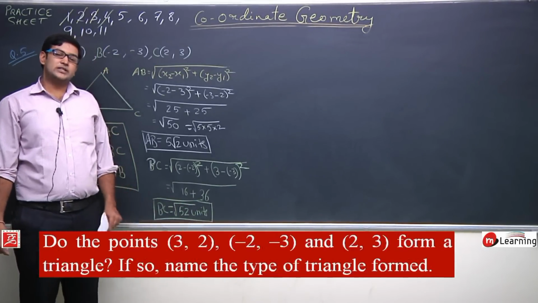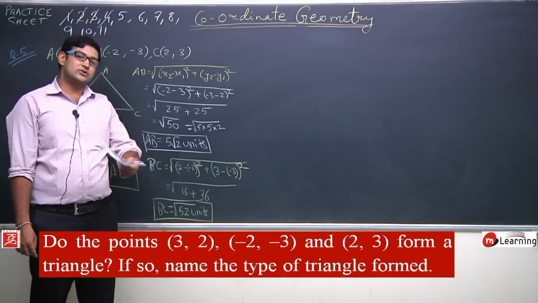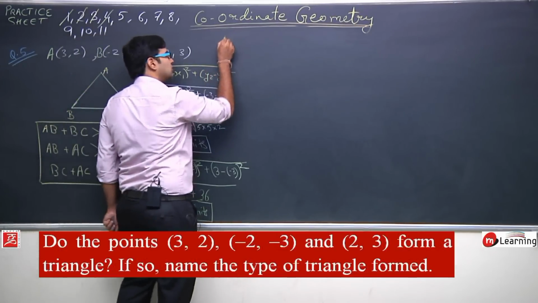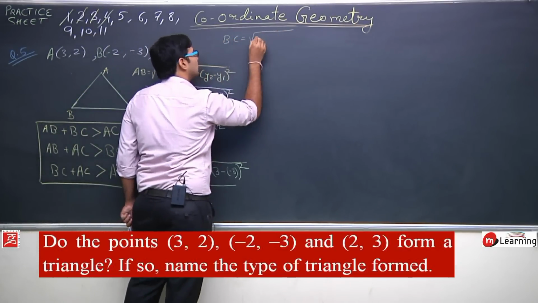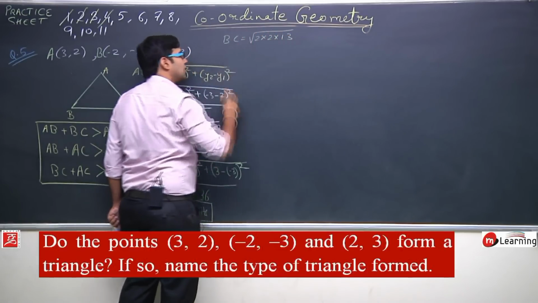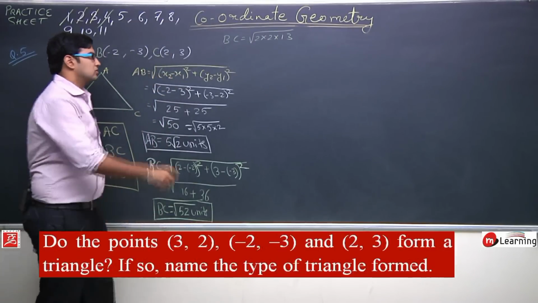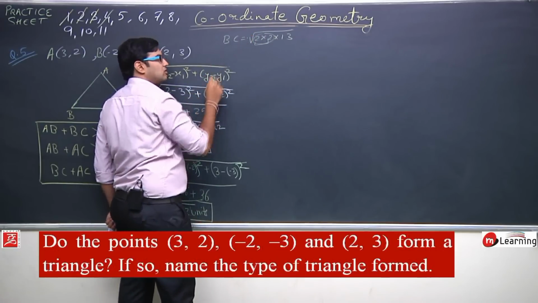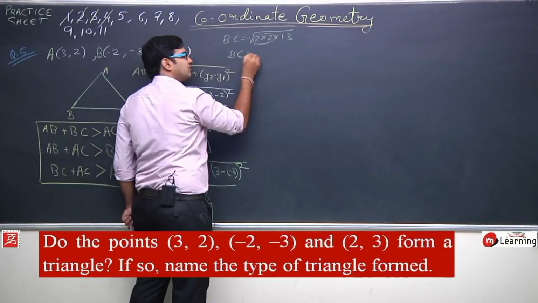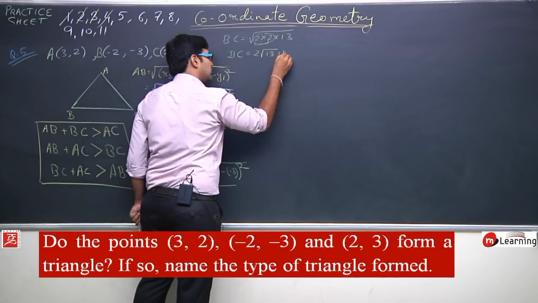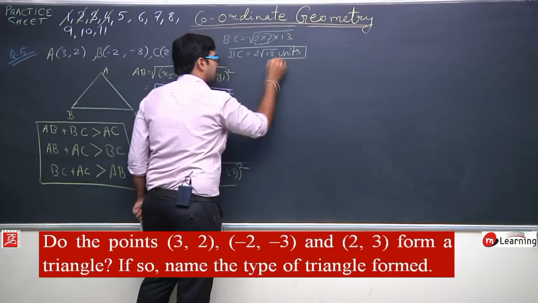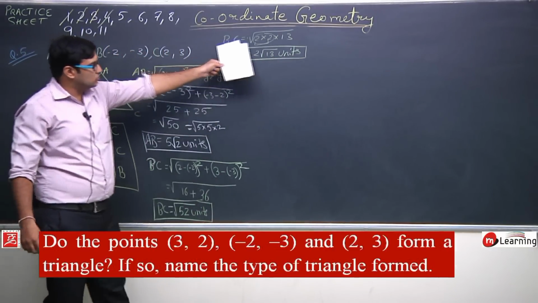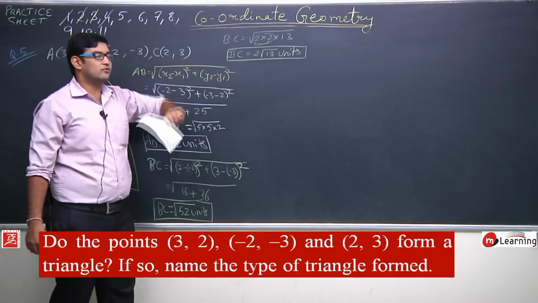Now root 52 means 26 into 2. Now 26 into 2 can be further split. I can write 52, this BC, as square root of 2 into 2 into 13. So this 2 is forming a pair, so I can take this 2 out from the square root. So the length of BC will become 2 times root of 13 units. This root 52 can be split into 2 into root 13. So this is the length of BC.